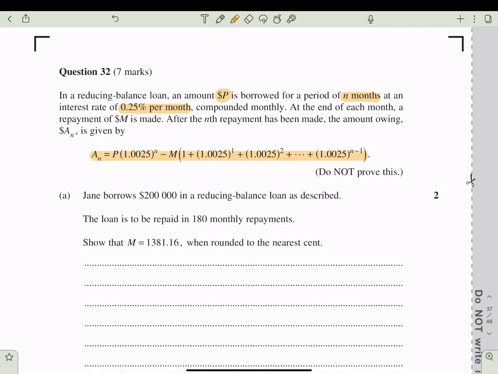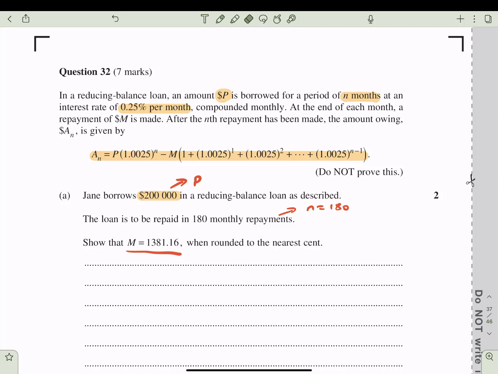so that's pretty good. And here we say Jane borrows $200,000, so this is my principal. So this is going to be my P, okay? The loan is to be repaid in 180 monthly repayments. Therefore, N is equal to 180, all right? Show that M is equal to 1381.16. So we are required to calculate M, okay?